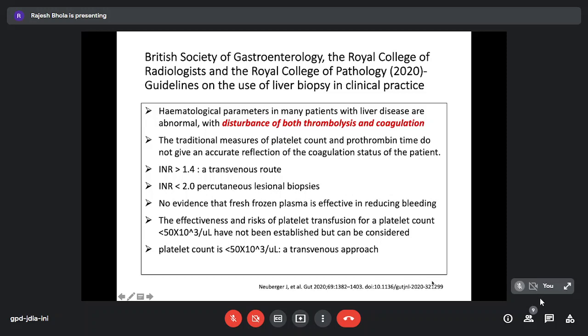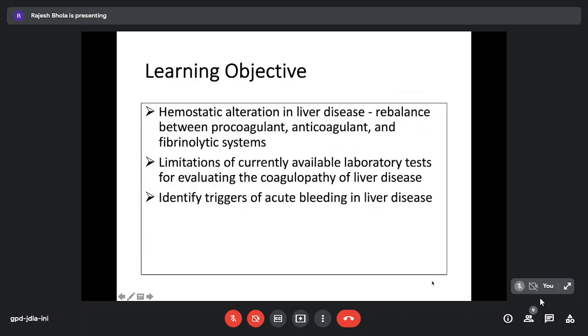So what you can see is that there is a discrepancy between what we are observing, what we are believing, and what our guidelines are telling us. So this discrepancy I'm trying to explain and help you understand better through this presentation.